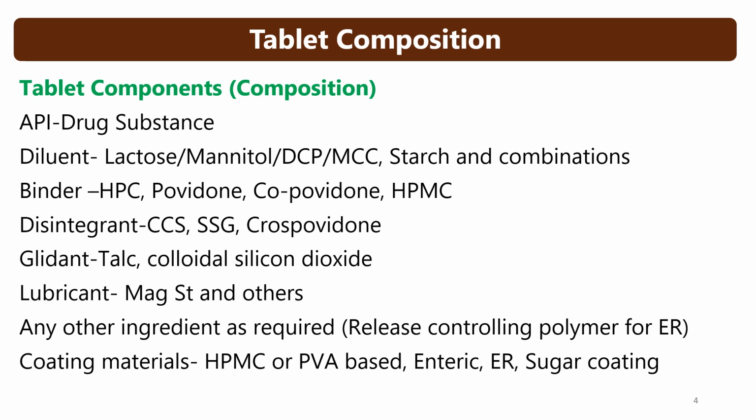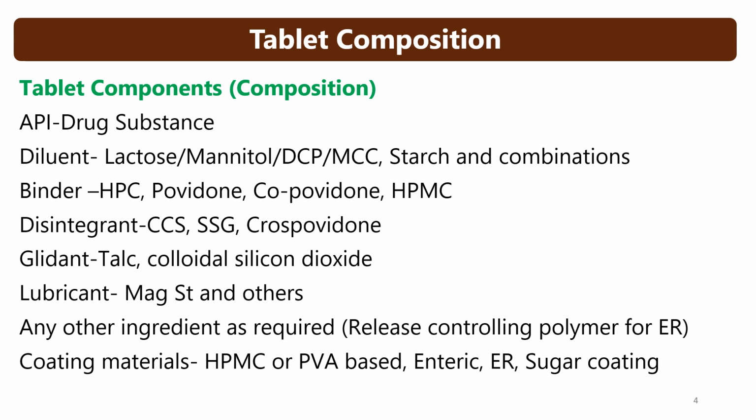Then the tablet composition for wet granulation. A generalized tablet composition I have included here for your easy understanding. The composition contains API, that is drug substance, diluent, binder, disintegrant, glidant, lubricant, and any other component or ingredient as required, like polymer for extended release type of formulation, and coating materials. Coating may be film coating, enteric, extended release or sugar coating.